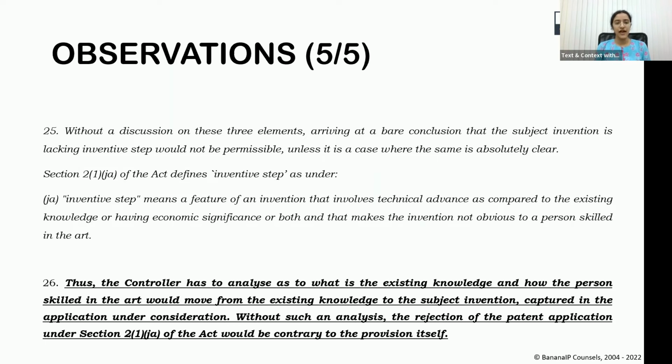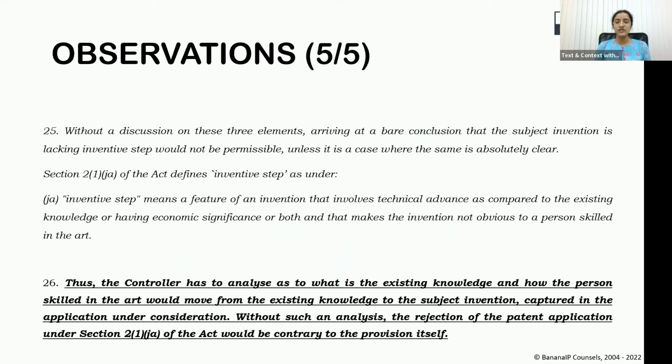Section 2(1)(j) of the Act defines inventive step as under. Inventive step means a feature of an invention that involves technical advance, and I'm emphasizing this particular point, as compared to the existing knowledge or having economic significance or both, and makes the invention not obvious to a person skilled in the art. So comparing to the existing knowledge and explaining as to why it is not obvious to a person skilled in the art is an important ingredient of section 2(1)(j).